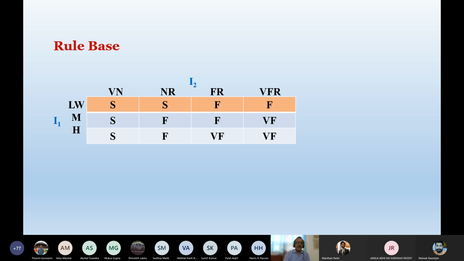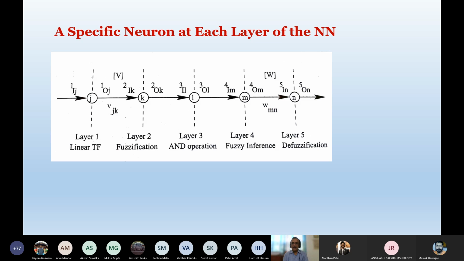And depending on the set of inputs at a time, how many rules are going to be fired? For the first input I1, there could be two possibilities if I consider this type of membership function distribution. Similarly, for I2, there will be two other possibilities. So 2 multiplied by 2. So out of these 12 rules, for a set of inputs, a maximum of 4 rules will be fired.